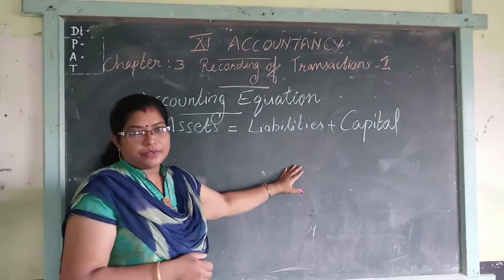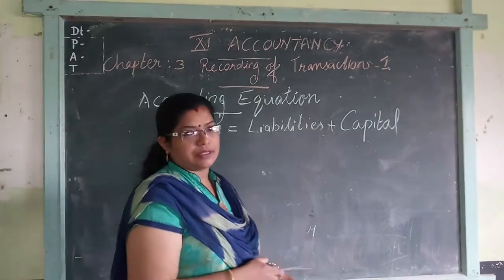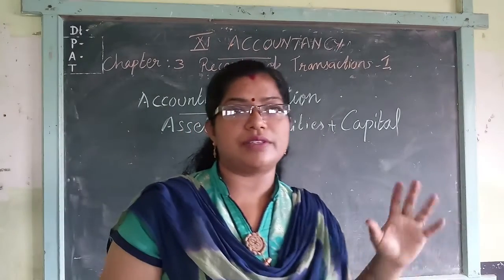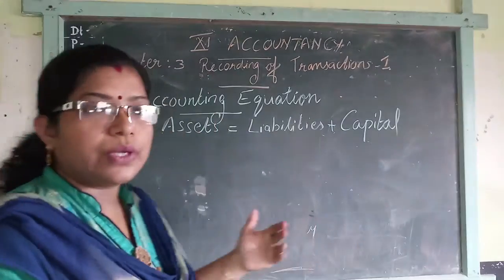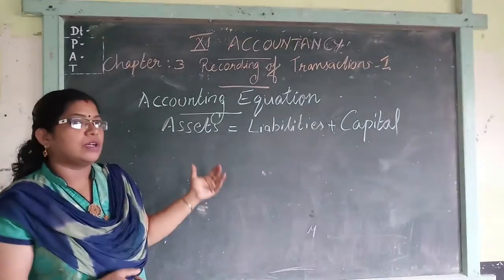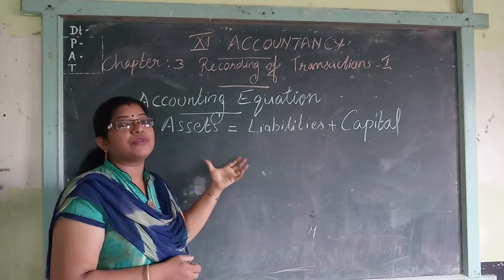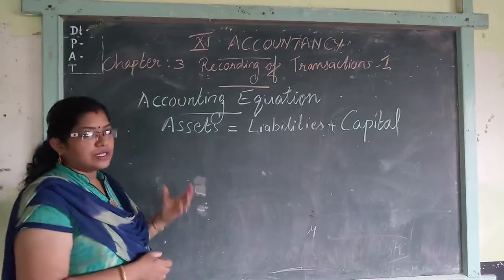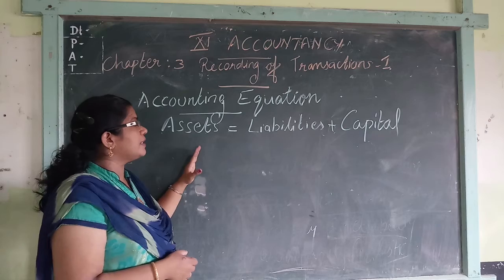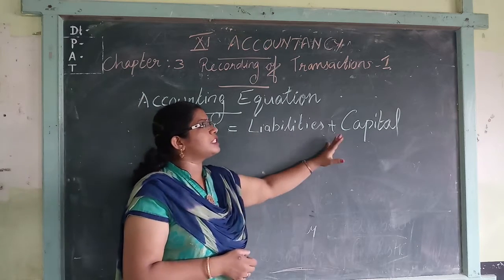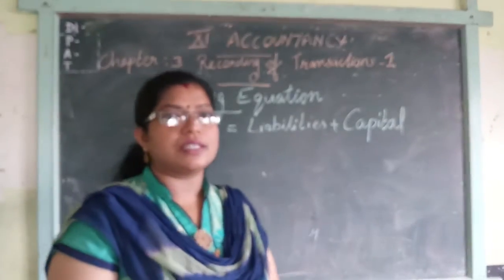Accounting equation. You know the accounting equation: assets is equal to liabilities plus capital. In a previous video, I gave a detailed description of the accounting equation. So today I will explain only, with the help of a few examples, how this accounting equation is created. So listen. The accounting equation formula is assets is equal to liabilities plus capital.